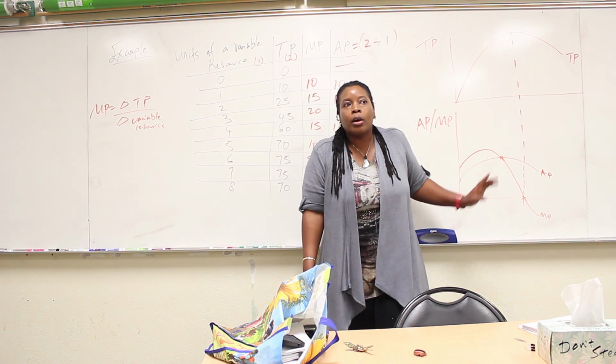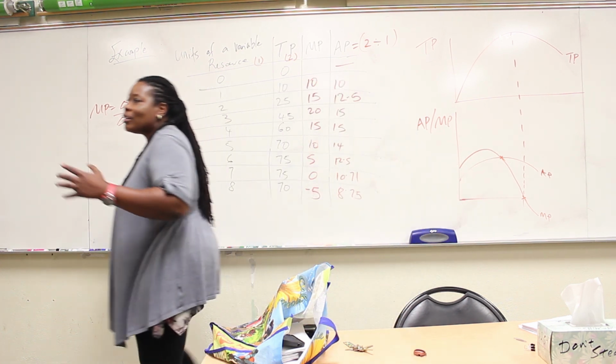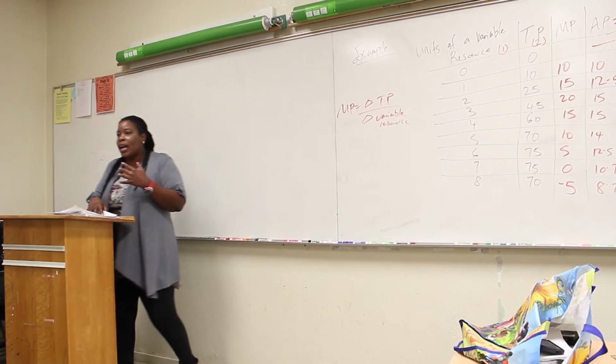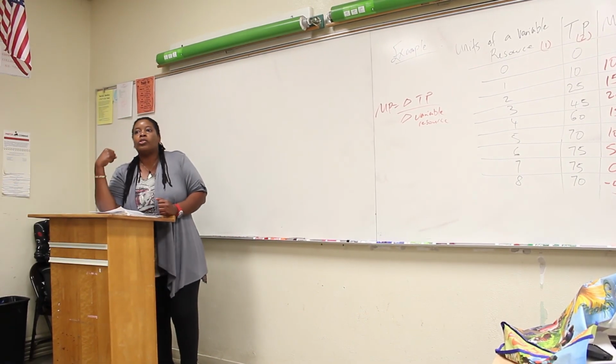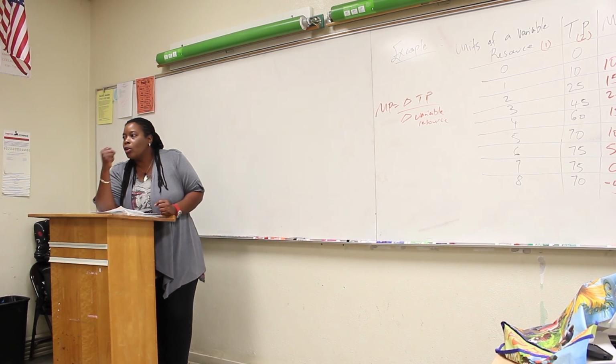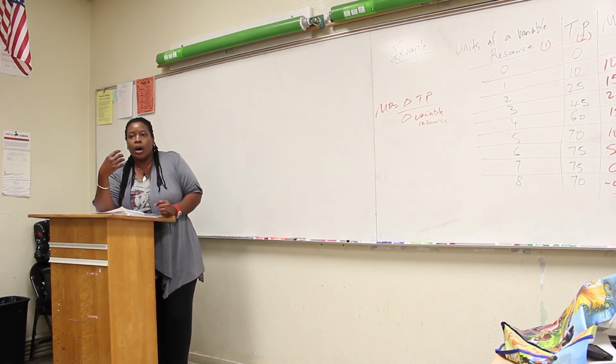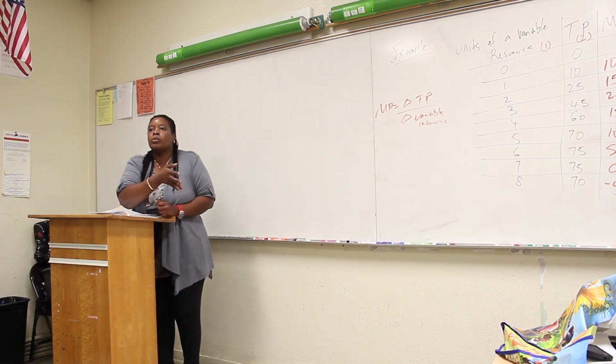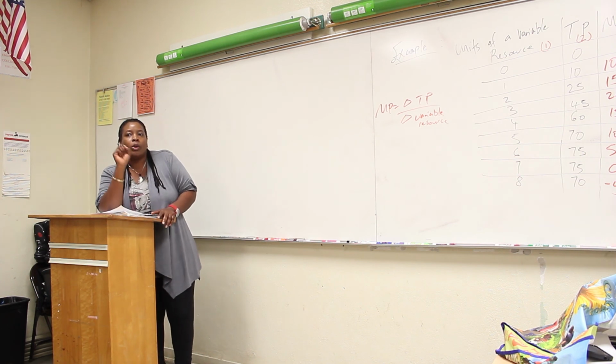Marginal product will cut average product at its highest point. Every time we have a change that's higher than the average, it pulls up the average. Every time we have a change that's lower than the average, it pulls it down. So the only spot they'll meet will be the maximum of the average. So when we talk about these relationships with production, remember they're going to define certain things about cost for us in a minute.